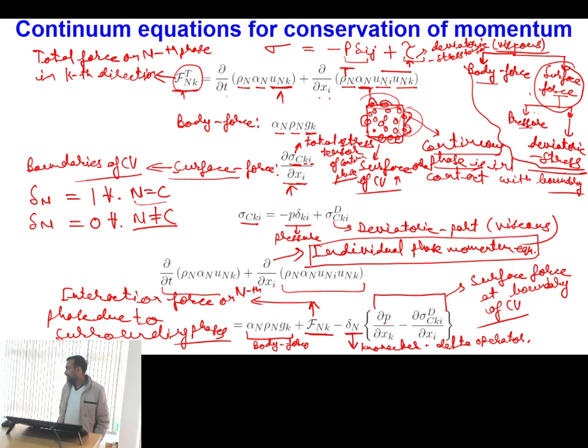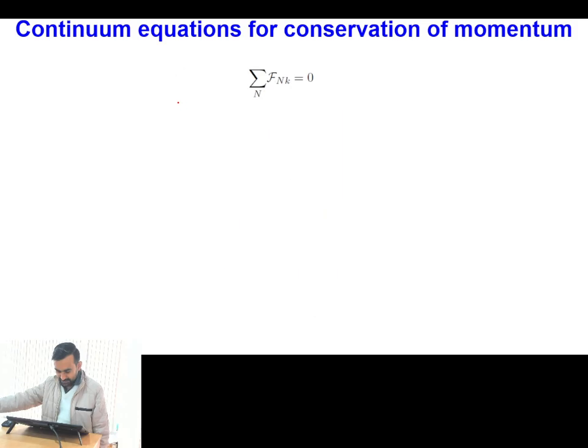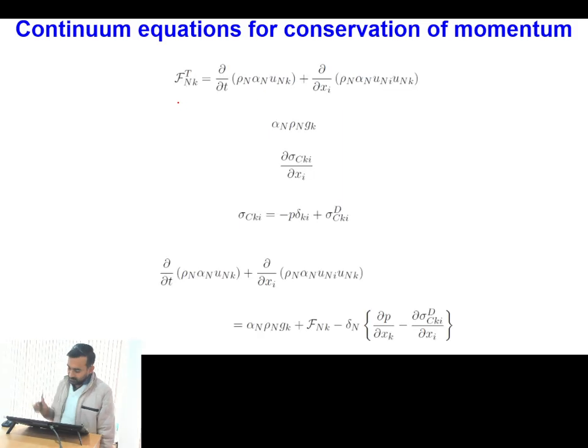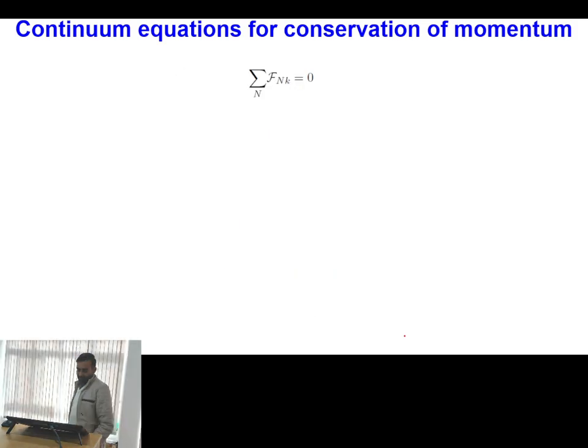Okay, is this one clear? Again I think a repeat of the same slide. Yeah. So up to this point it is clear. This is the individual phase momentum equation. Now comes the important term. What is it representing?